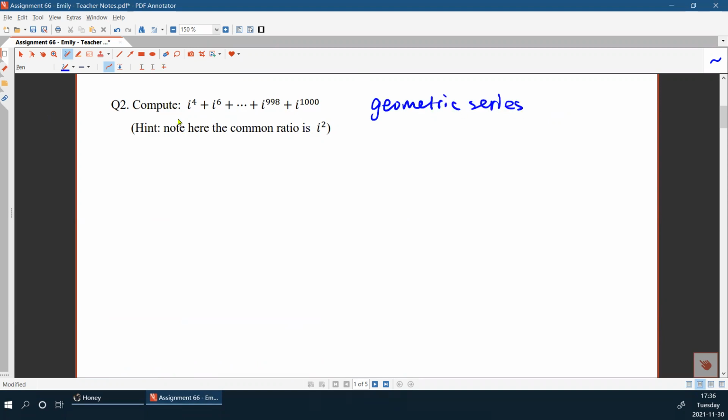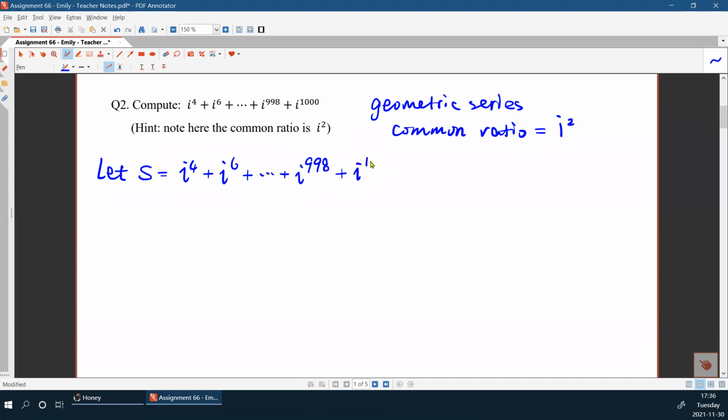So if you want to find the sum of a geometric series, usually first of all find its common ratio, right? The common ratio is the ratio between any two adjacent terms. For example, i to the power of 6 over i to the power of 4. So the common ratio is i squared, right? And usually you can use a letter S to denote the sum that you want, which is i to the power of 4 plus i to the power of 6 plus all the way up to i to the power of 998, and then i to the power of 1000.